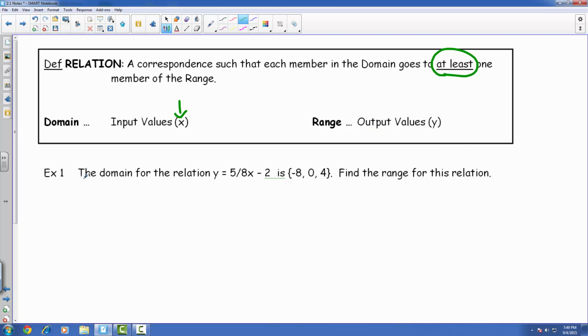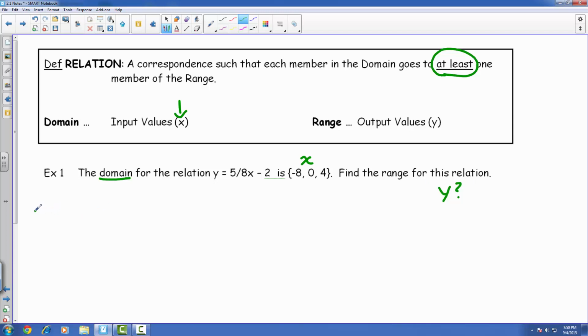So when we're looking at example 1, we see that we have the domain for the relation. Here is that relation: y equals 5/8 x minus 2, with the domain being -8, 0, and 4. Again, this is the domain, and because it's the domain, these are specifically our x values. And we're asked to find the range for this relation. In other words, what are our y values? So all we have to do is plug in our values for x and see what the range for the relation is.